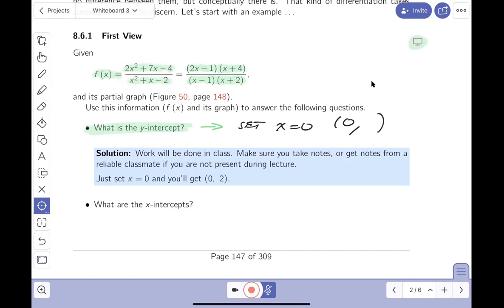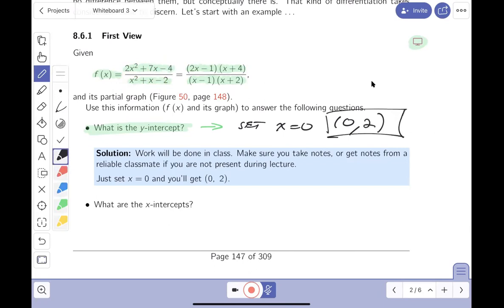Minus 4 divided by minus 2 is the number 2. That couldn't have been easier. That's something that's going to be really important to do. Let's do the next one, and we'll talk about the answers on the next page when we get there.